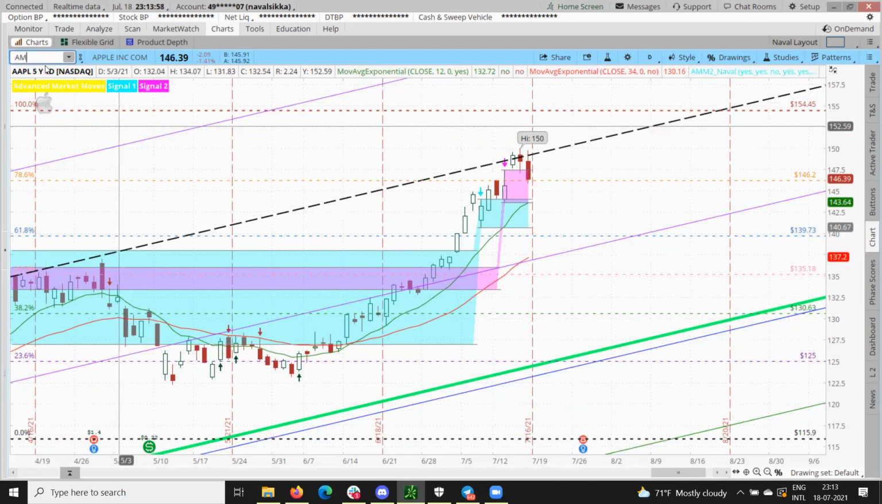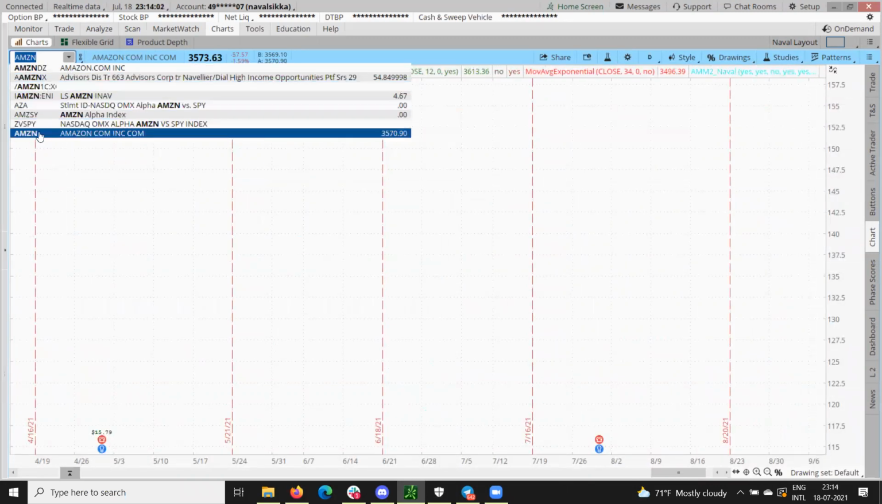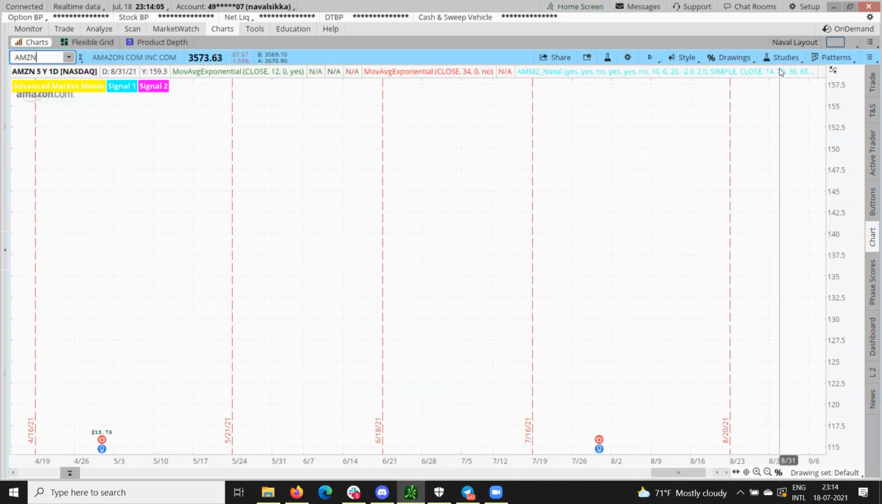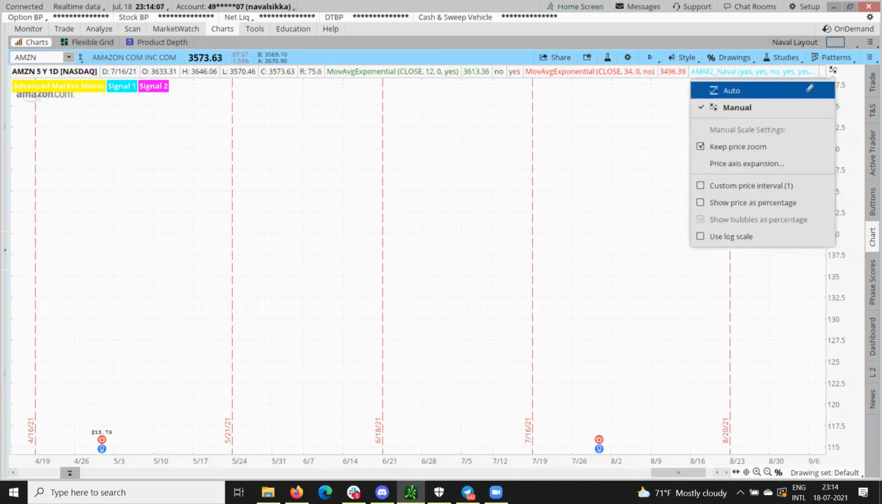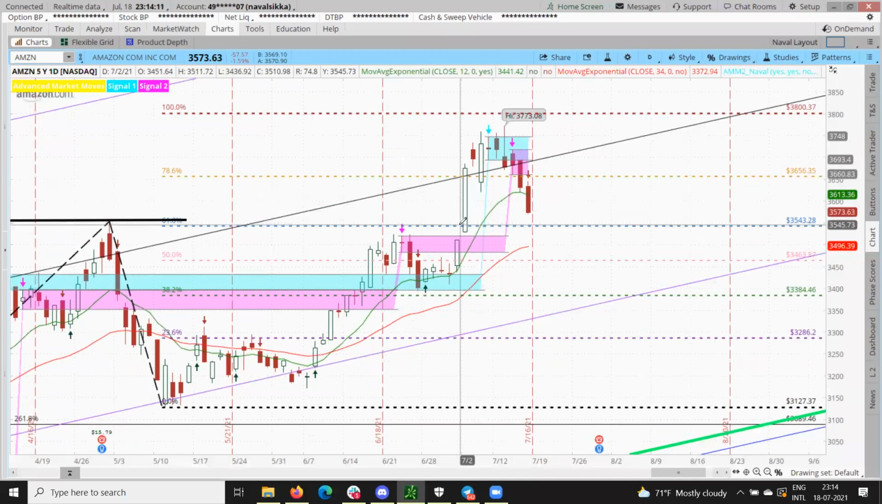Let's look at Amazon. I'm just telling you, the charts tell you the picture clearly. You just need to understand how to read it. You need not be worried about what comes in the news. You just need to be very careful.